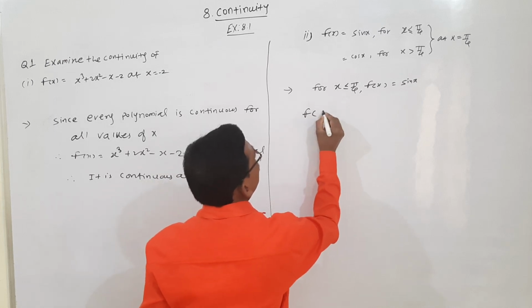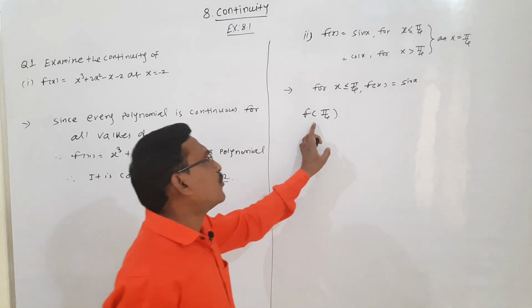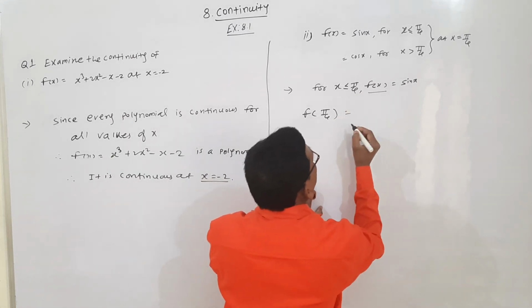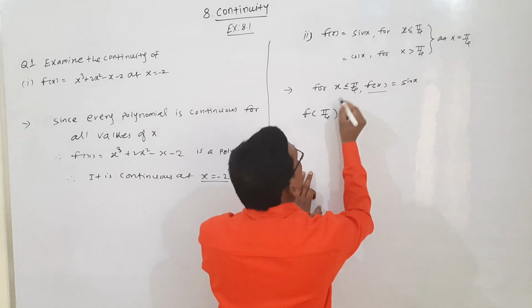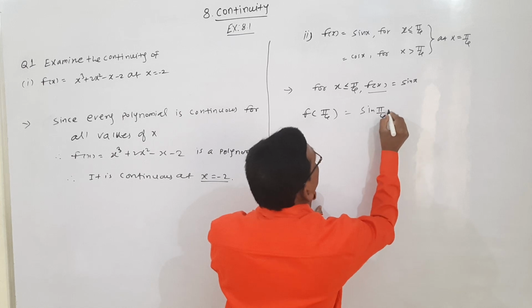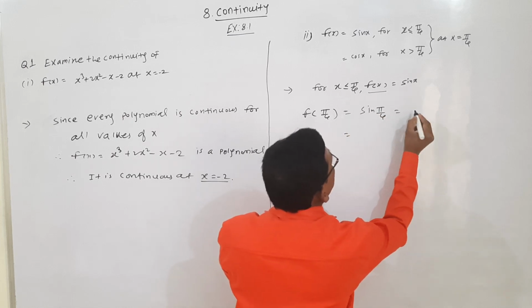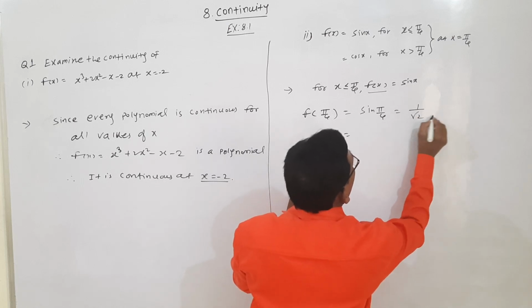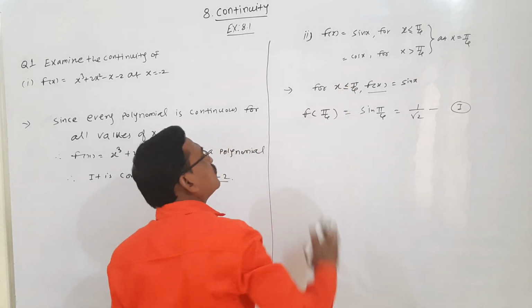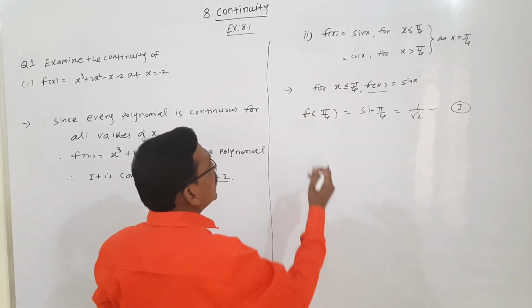So first of all we have to find f of pi by 4. The function is sin x, we put x equal to pi by 4, so it is equal to sin pi by 4. We know that sin pi by 4 is nothing but 1 by root 2. Call this equation first.